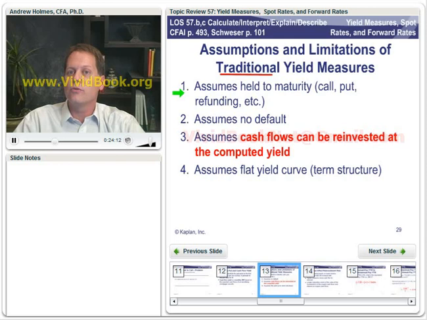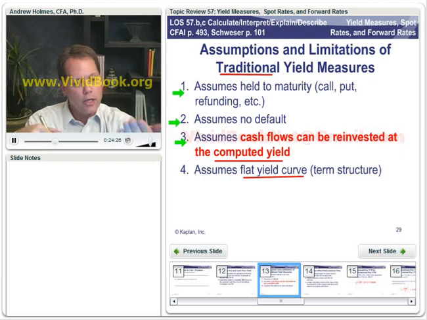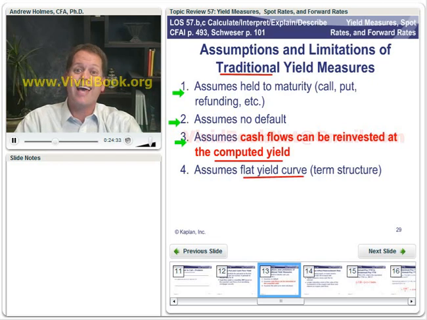It assumes that the cash flows can be reinvested at the computed yield, which is what we talked about on like the second slide in this reading. And that effectively makes the assumption that the yield curve is flat. So you get a yield to maturity of 9%. It assumes on a 20-year bond, you get the first cash flow, you reinvest it at 9%. The second, 9%. The third, 9%. So the yield curve is flat and constant in order to actually get this promised yield.